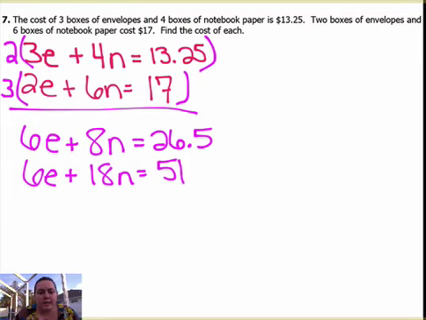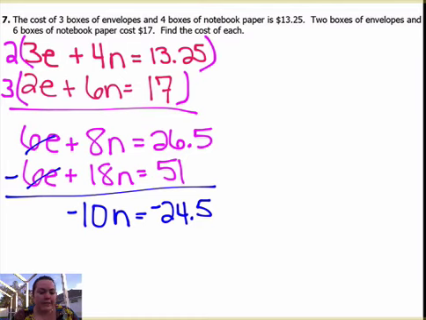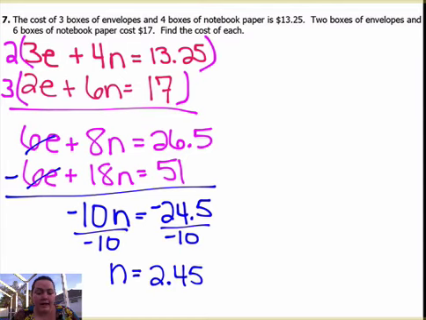Alright, so I get 6E plus 8N equals 26.5 because I multiplied everything in the top equation by 2. And I get 6E plus 18N equals 51 because I multiplied everything in the bottom equation by 3. I'm going to subtract. I get negative 10N equals negative 24.5. Divide by negative 10, I get N equals 2.45. So notebook paper costs $2.45 each.